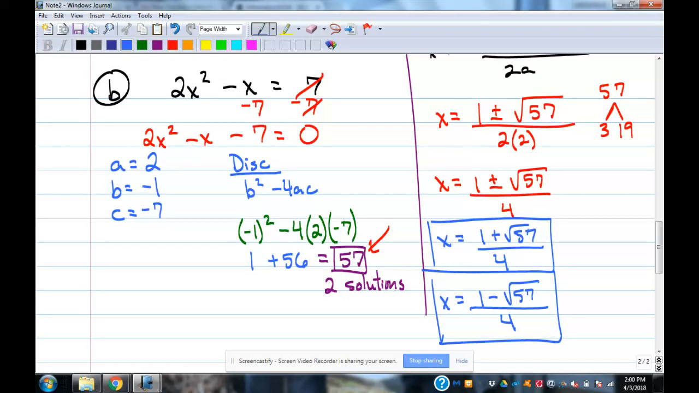How's that? Okay. Those are the answers right there. That's our 2 real solutions right there. That's not that bad. There's a good bit of stuff.